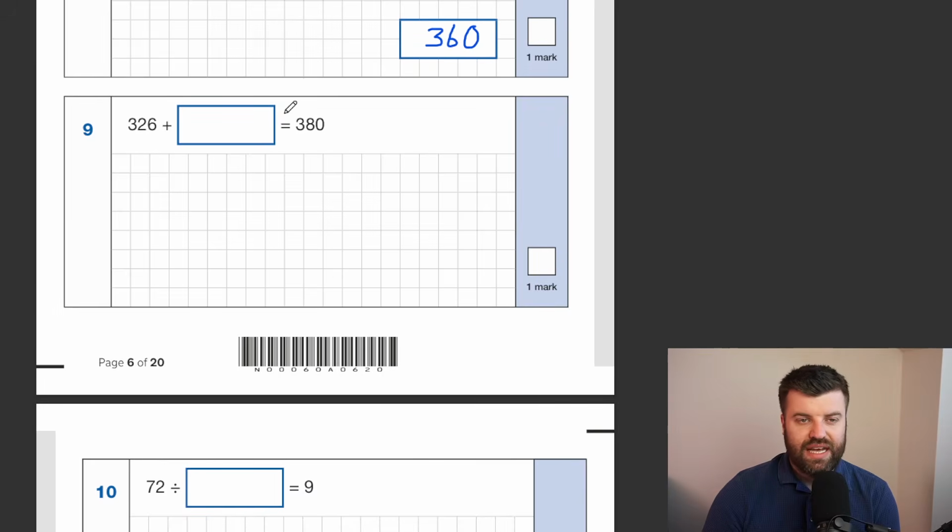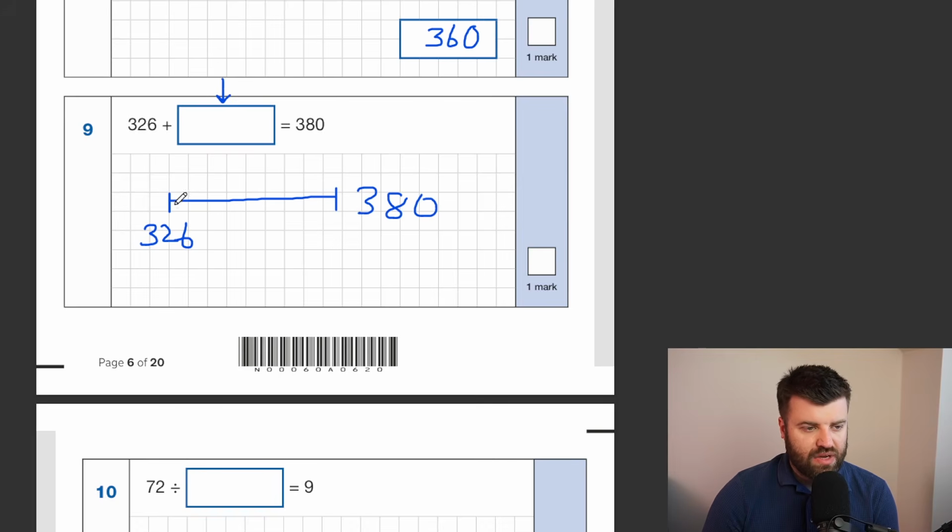326 plus what is 380? Well, again, a trick here would be to see the plus symbol and think, oh, I've got to add these two numbers together. But that would be nonsense. We'd get a number in here, 700 and something, and it just wouldn't make any sense. No. We need a smaller number in here to bridge the gap from 326 all the way up to 380.